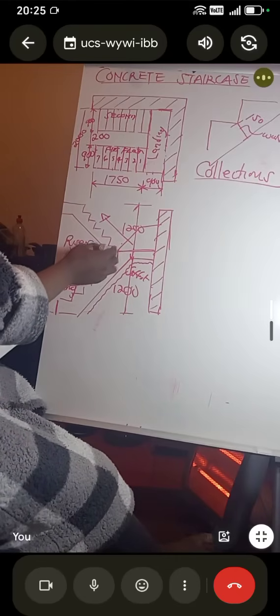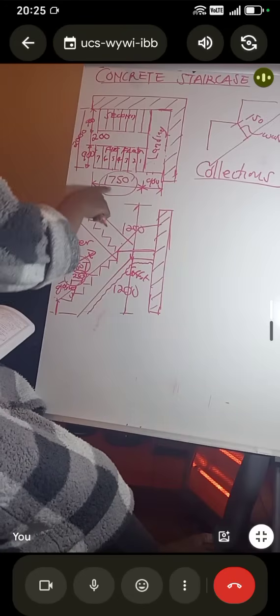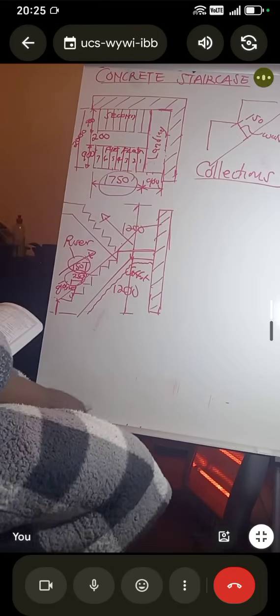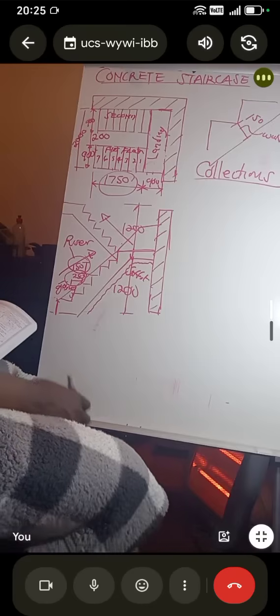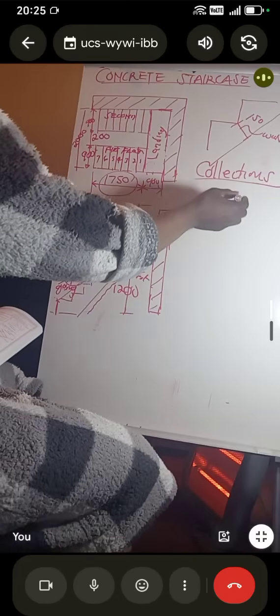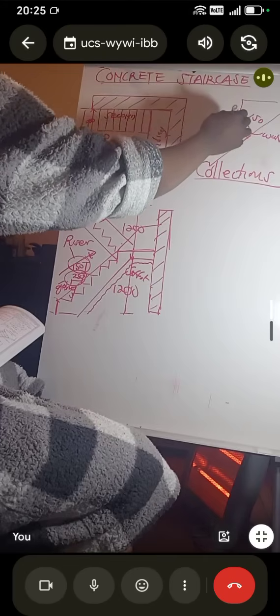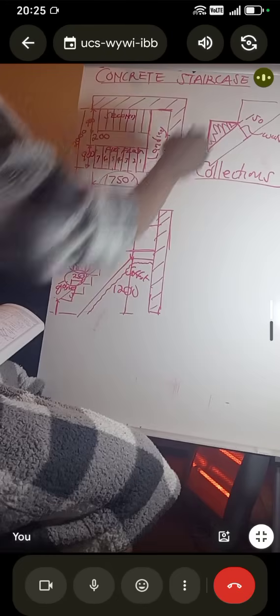The length from here to here. Don't use this, because this is the top view. It's not the same as the length that is going down. You get it? But to get your length, you can see that each and every step forms part of something like this, a right angle triangle, right?